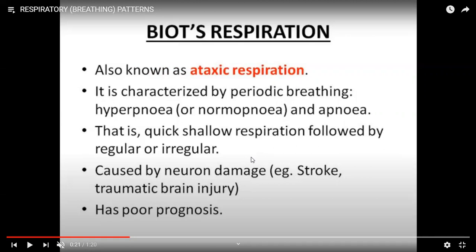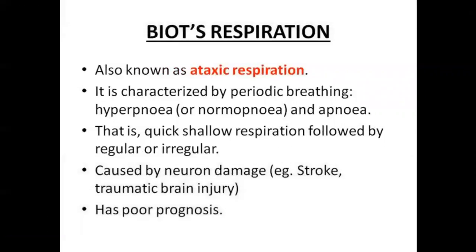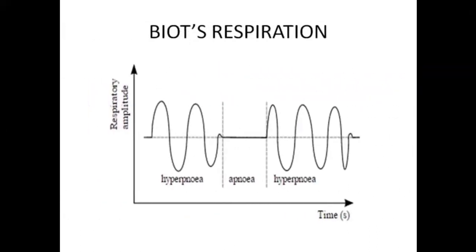For example, if you have somebody who has a stroke or traumatic brain injury, you can have biorespiration: a rapid breathing and an apnea, and rapid or normal, and so on, regular, irregular. And this usually has a very poor prognosis. So the outcome is poor.